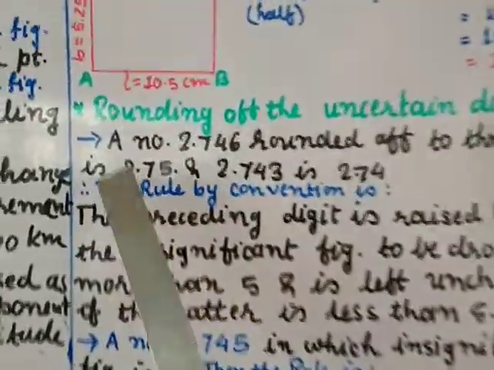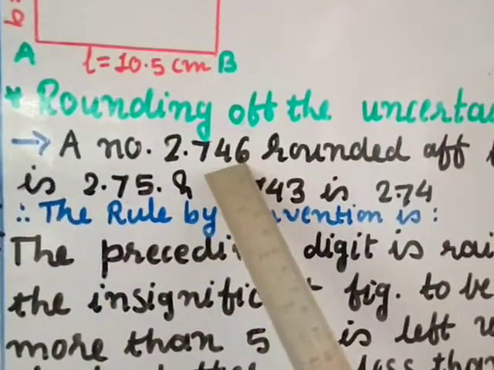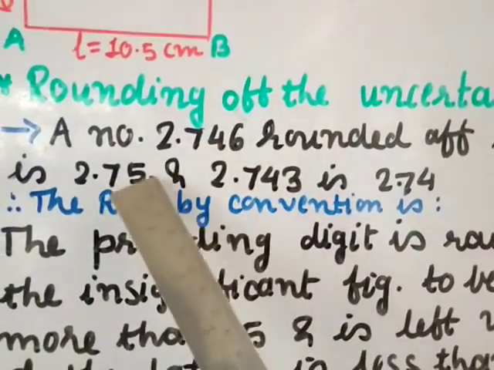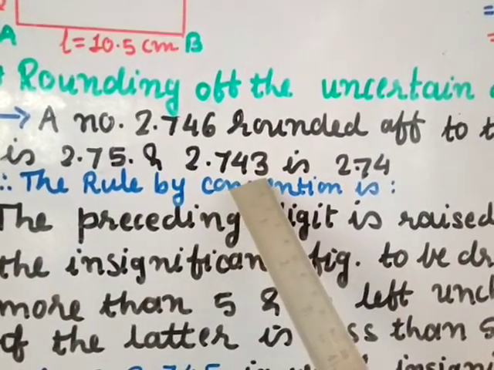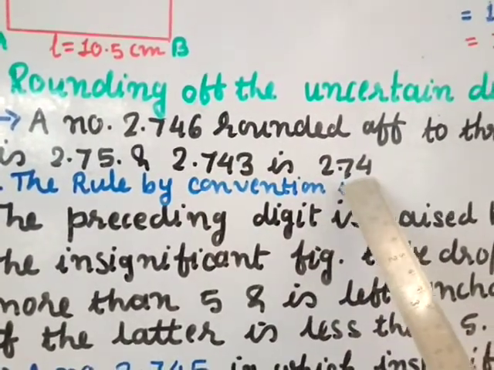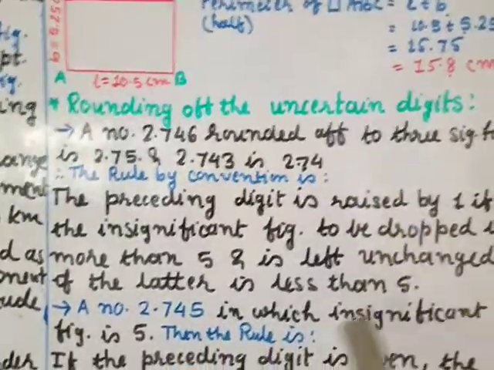Same here, you can see it, right? Here it is 6, which is greater than 5, so 4 becomes 5. In this I am dropping 3, but 3 is less than 5, so 4 remains the same. So that is what is written here.